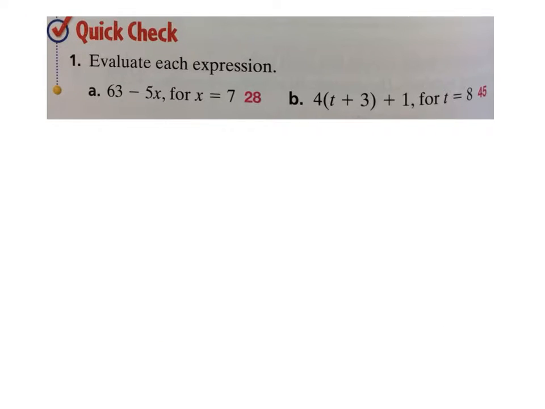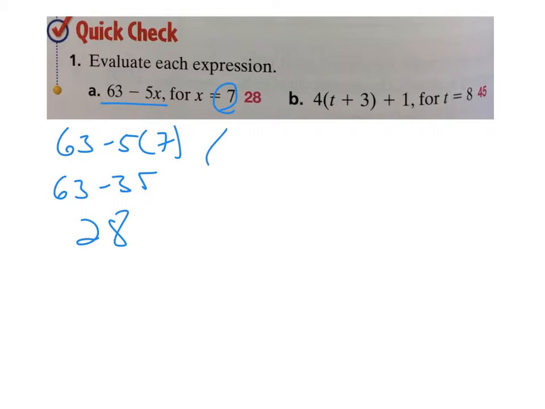Alrighty, so similar to the example we just did, we're going to plug a 7 in here for x. So we have 63 minus 5 times 7. 63 minus, so 5 times 7 is 35. And 63 minus 35 is 28. And for B, and again, obviously you can see the answers here. So if you got it right, you're welcome to move on. But if not, go ahead and continue watching.